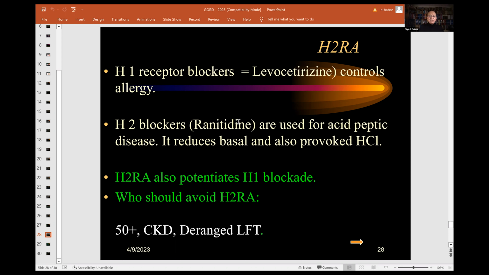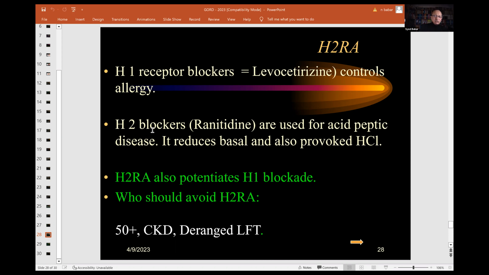So one thing to remember is that histamine 2 also potentiates H1, whilst it is useful to sort of say cut down on basal HCl. So ranitidine is delicensed in USA and now is not available, and the manufacturers don't make it because the additives to ranitidine were supposed to be carcinogenic.